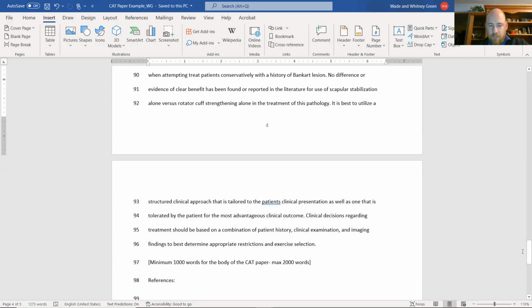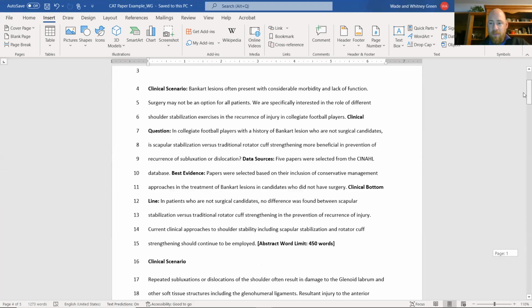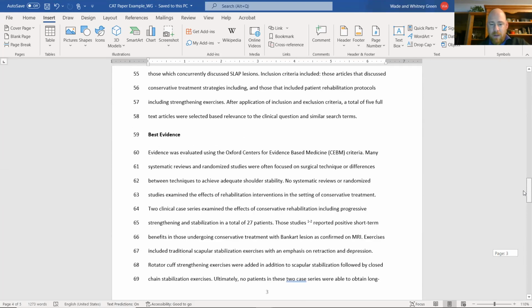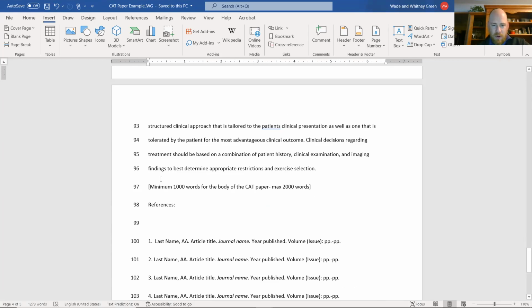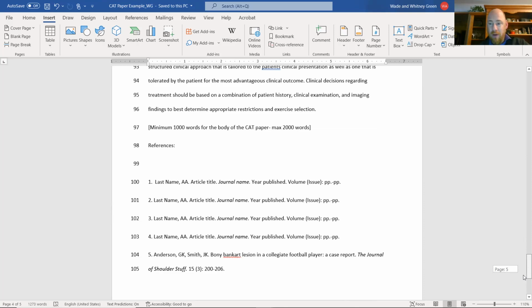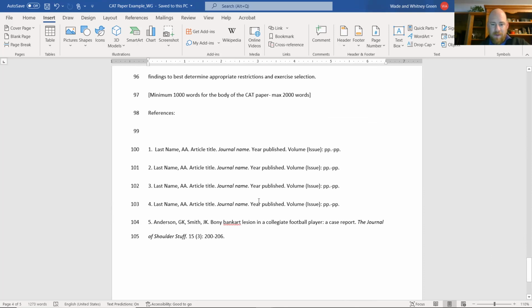Okay, here we go. So what about the body of the paper? I've already told you guys the abstract is a maximum of 450 words. For the body, a minimum of 1,000 words, maximum of 2,000 words. There's your references here. Remember, minimum of 3, maximum of 8. There you go, references listed here.